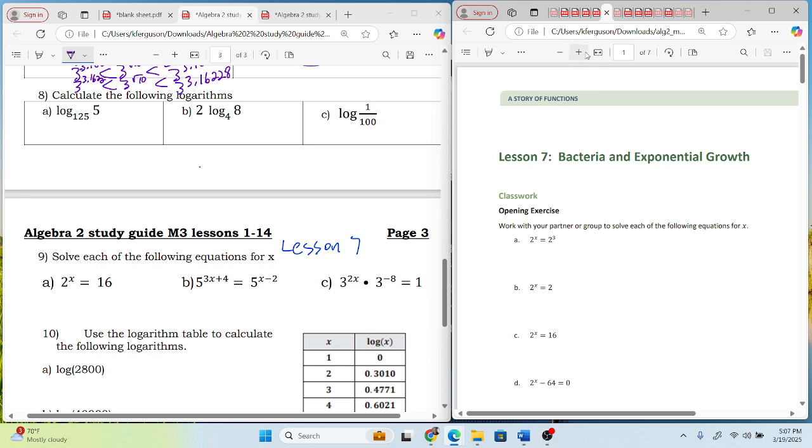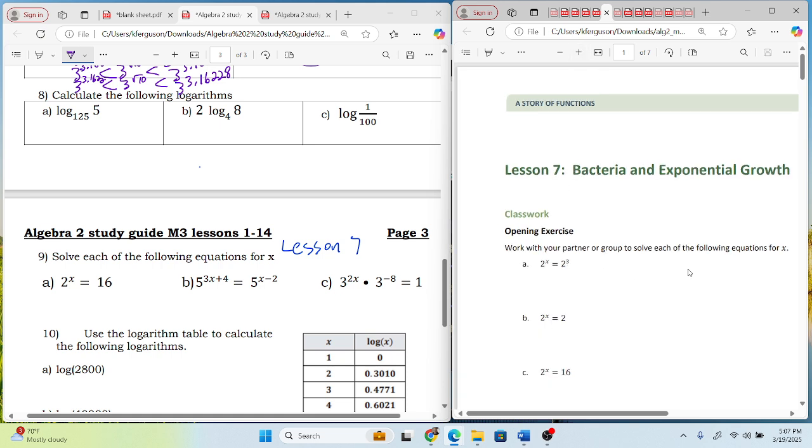Okay, so let's just start with this first problem. It says work with a partner, but you don't get a partner, you just get me. So I have 2 to the x power equals 2 to the 3 power. Well, because those bases are the same, the only thing I have to work with is the exponents. So x and 3. So 2 to the x power needs to equal 2 to the 3 power. That means x equals 3.